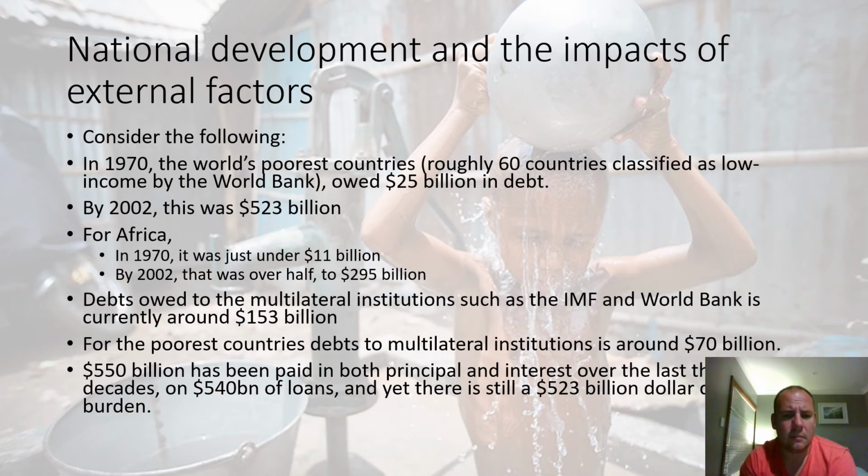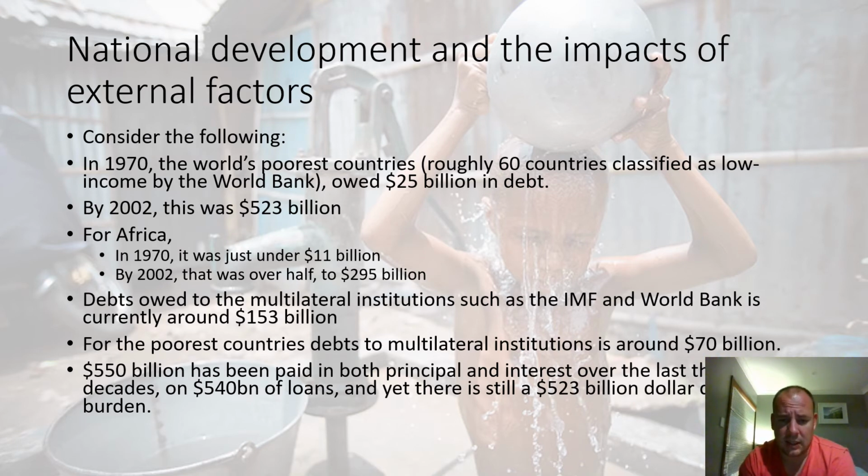And then obviously some more debt. In 1960, the world's poorest countries, roughly 60 countries classified as low income by the world, owed 25 billion in debt. By 2002, this was 523 billion. So, for example, for Africa in 1960, it was just under 11 billion. By 2002, it's over 295 billion.